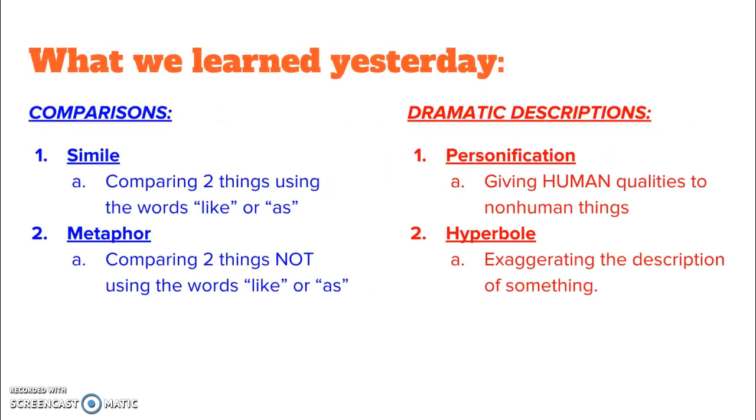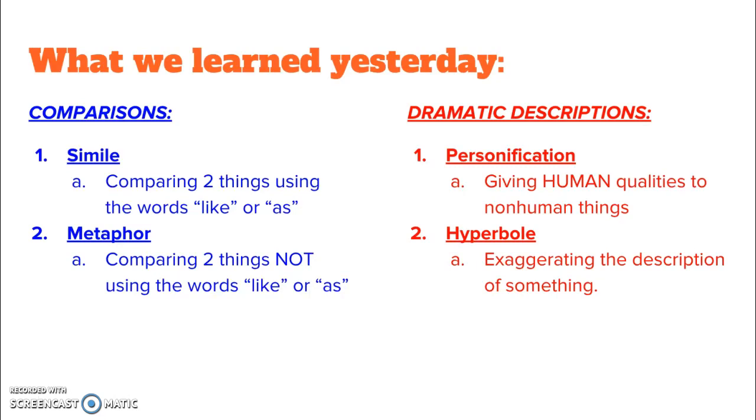Yesterday we learned about 4 different types of figurative language, and they're broken up into 2 categories. So the first 2 are under the category of comparisons. When an author makes a comparison in a text, he's going to be using either a simile or a metaphor. Okay? A simile compares 2 things using the words like or as, and a metaphor compares 2 things not using the words like or as. So very, very similar, but slightly different. Okay? That's in the comparisons category.